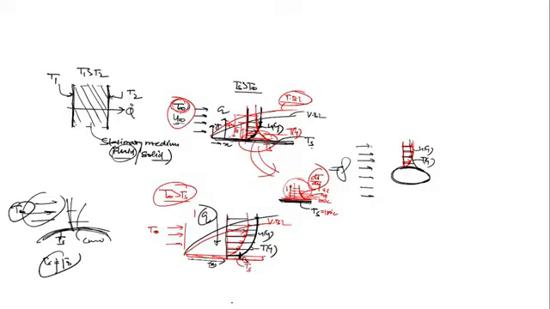So this is what convection is. Convection is the transfer of heat between the surface of a solid and the flowing fluid over it. This is what convection is. Clear, beta? Any problem? Did something become clear?